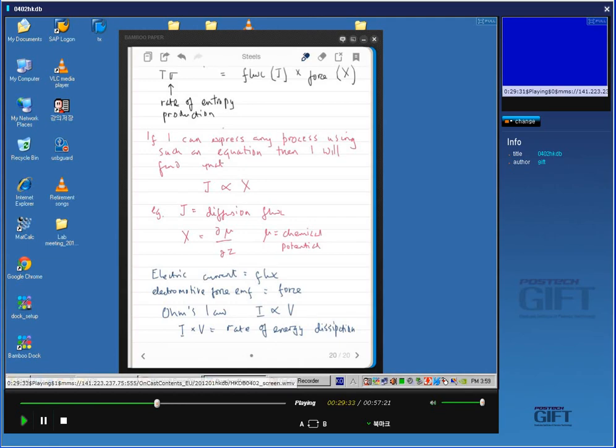Everyone happy so far? So I haven't explained to you the basis of what we are doing, but if you assume what I've said here, that T times the rate of entropy production equals J, which is a flux, times the force X, if I can write an equation like that, then I will find that J is proportional to X, okay? Force is proportional to flux. So everyone happy with that so far? Okay.